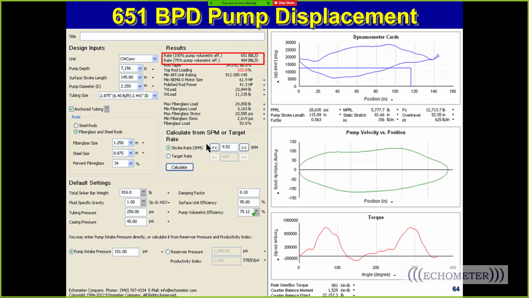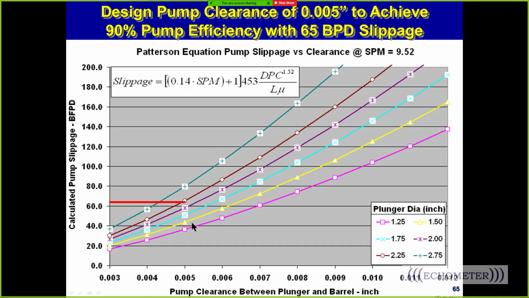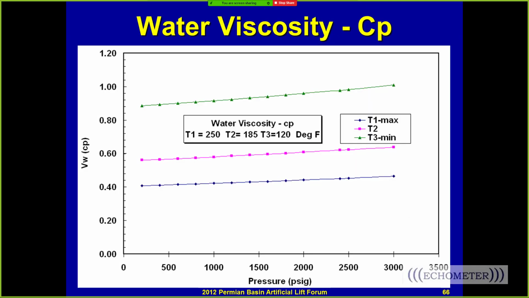If he ran a 5,000 pump clearance, then he would be leaking about 10%, 65 barrels per day slippage, compared to 655 barrels of pump displacement. But instead, he ran 9,000 clearance from the table, and he was losing about 160 barrels of pump displacement. Okay, and so where was his production? Well, we'll talk about that a little bit more in just a minute.